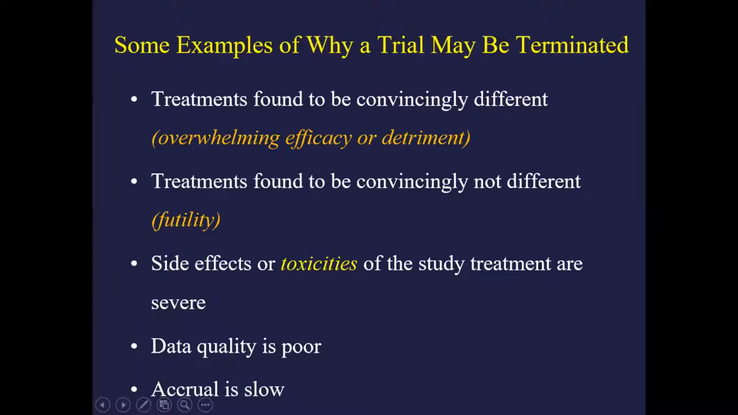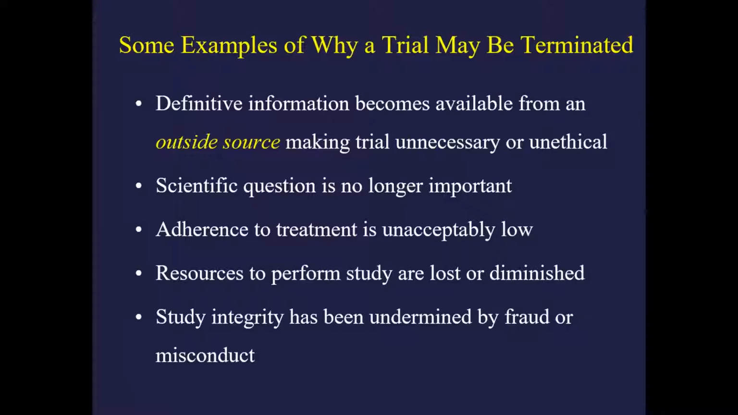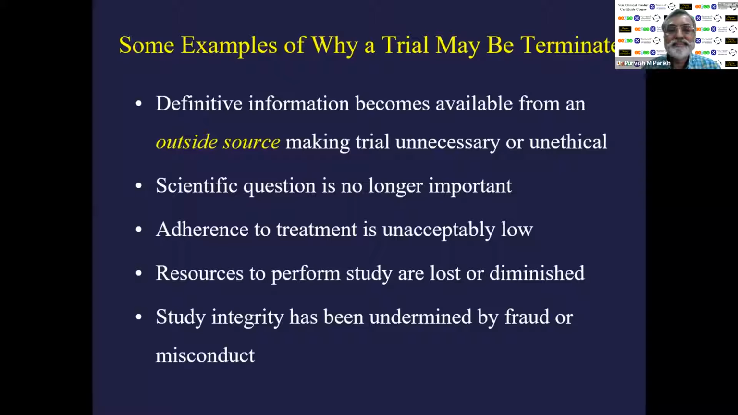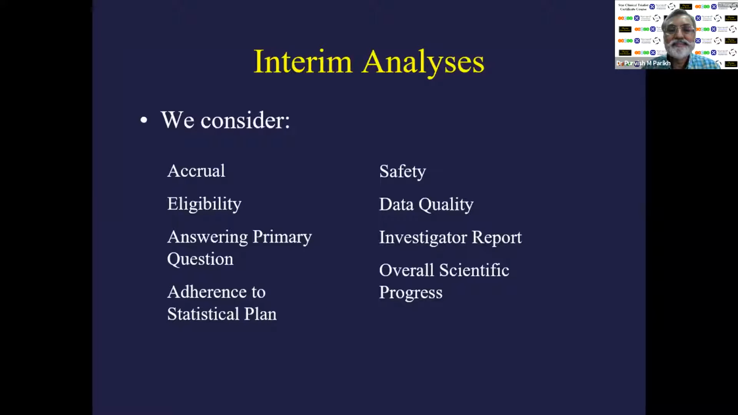Overwhelming efficacy or detriment. The treatments are found to be convincingly not different, called futility, because of the unanticipated side effects or toxicities of the study treatments, poor data quality, slow approval. As I said, definitive information becoming available from other studies that make this trial unnecessary or unethical, the scientific question no longer remaining important, low adherence to study treatment, and rarely the study integrity being compromised by either fraud or misconduct. So we have to consider, apart from the statistical considerations, all the various factors that are listed on this slide at the time of interim analysis, and then take a considered decision whether to continue the trial or to terminate it.